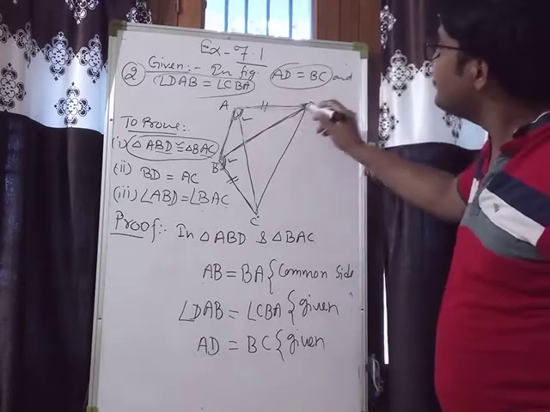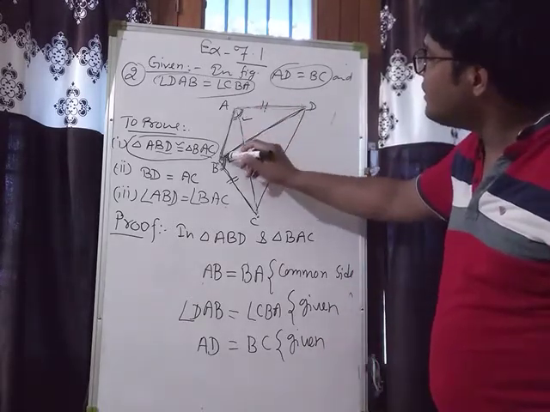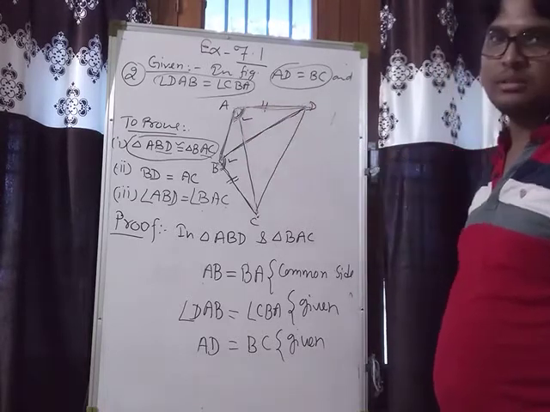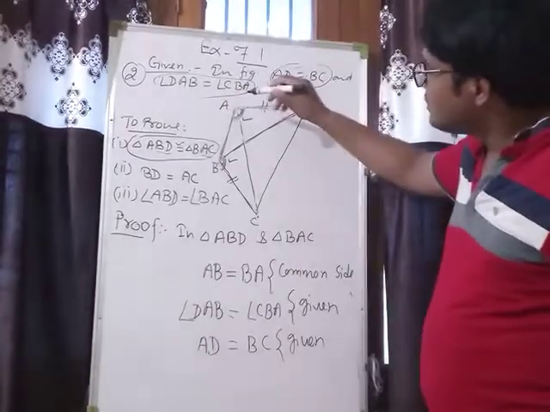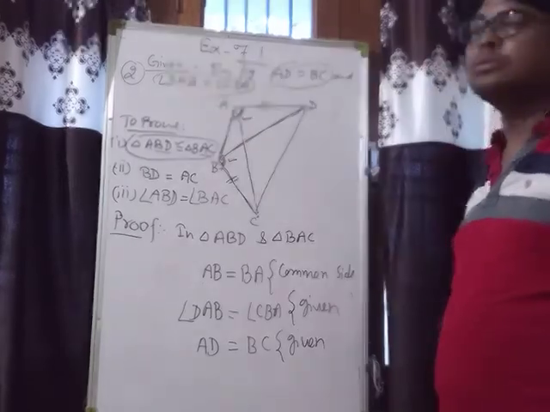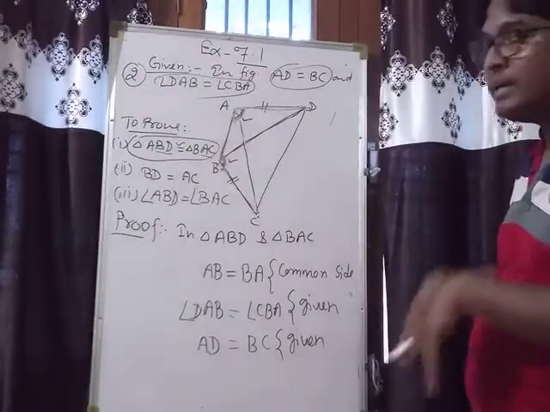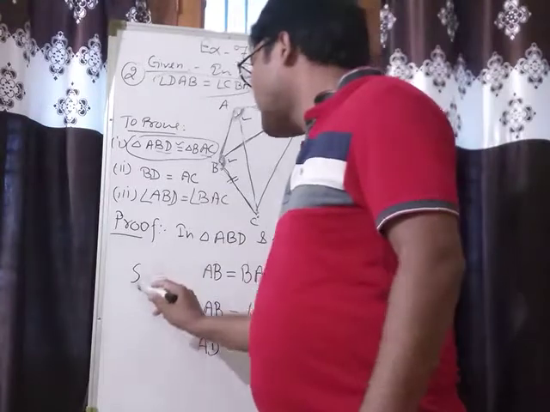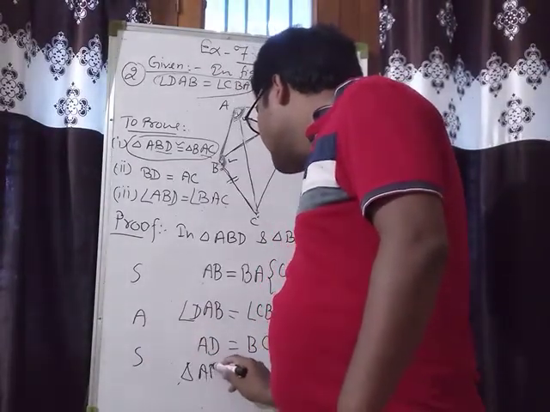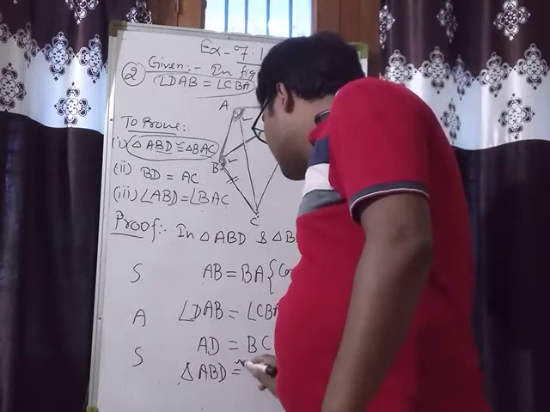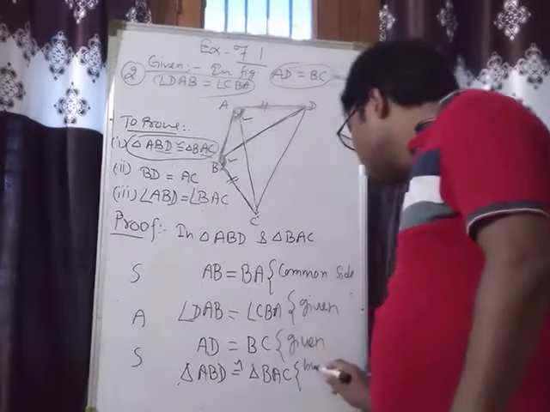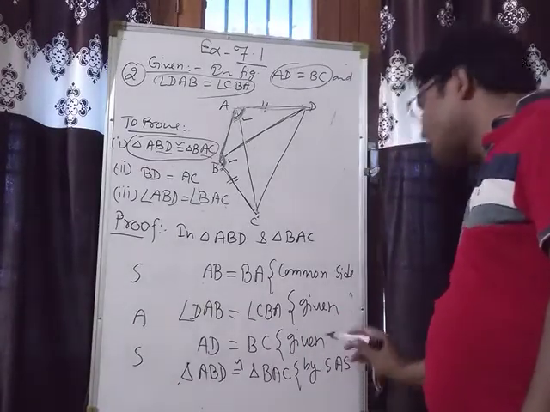In triangle ADB, this side AB, this side AD, and the angle included between these two sides are equal to this side AB, this side BC, and the angle included between these two sides. Means by side angle side property, triangle ABD is congruent to triangle BAC by side angle side.